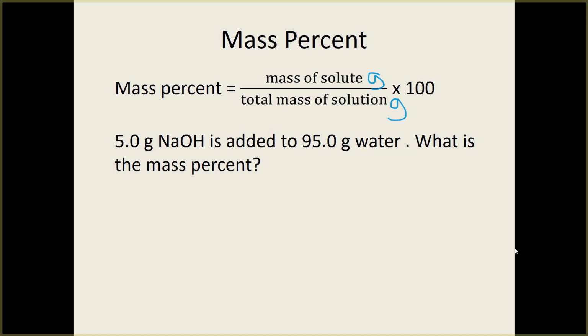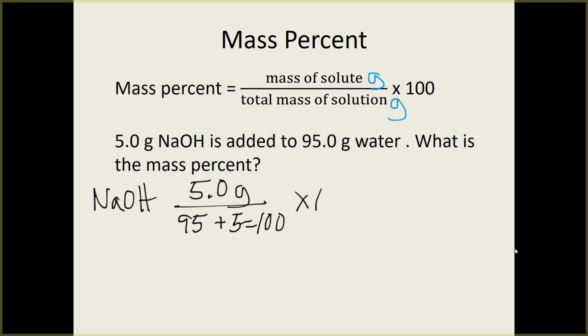So let's look at our first example. If I have 5 grams of NaOH and I add it to 95 grams of water, what is the mass percent? I can find the mass percent of both the NaOH and the water. If you're not told which one to find, then you should find all of them. So let's first start with NaOH: the mass of my NaOH divided by the total mass of my solution. That would be 95 plus 5, which does give us 100. I tried to make this really easy.